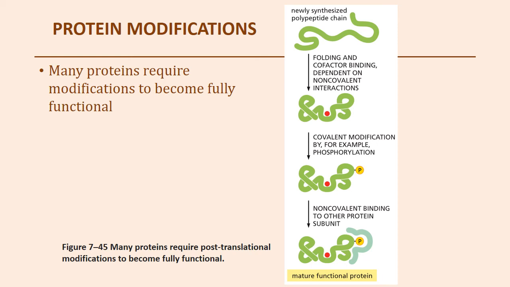And along the way, you will have some different modifications. Remember how we talked about phosphorylation, for instance, as well as that it can start non-covalently binding with other molecules, creating a larger subunit and thereby a mature ultimate product.